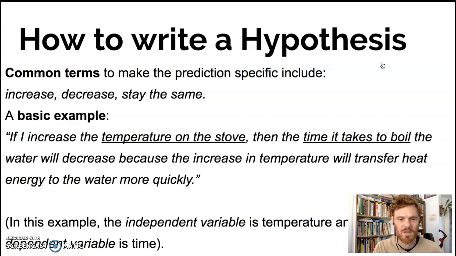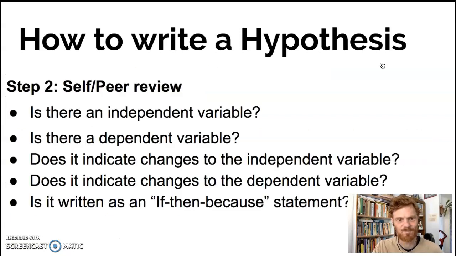Even more basic. So if we increase the temperature on the stove, that's the change in the independent variable, and the direction of it is there. If we increase the temperature in the stove, then the time it takes to boil the water will decrease because the increase in temperature will transfer heat energy to the water more quickly. In this case, independent variable is temperature, dependent variable is time. If change independent variable, then change the dependent variable because. And indicate the direction of the changes as you go.